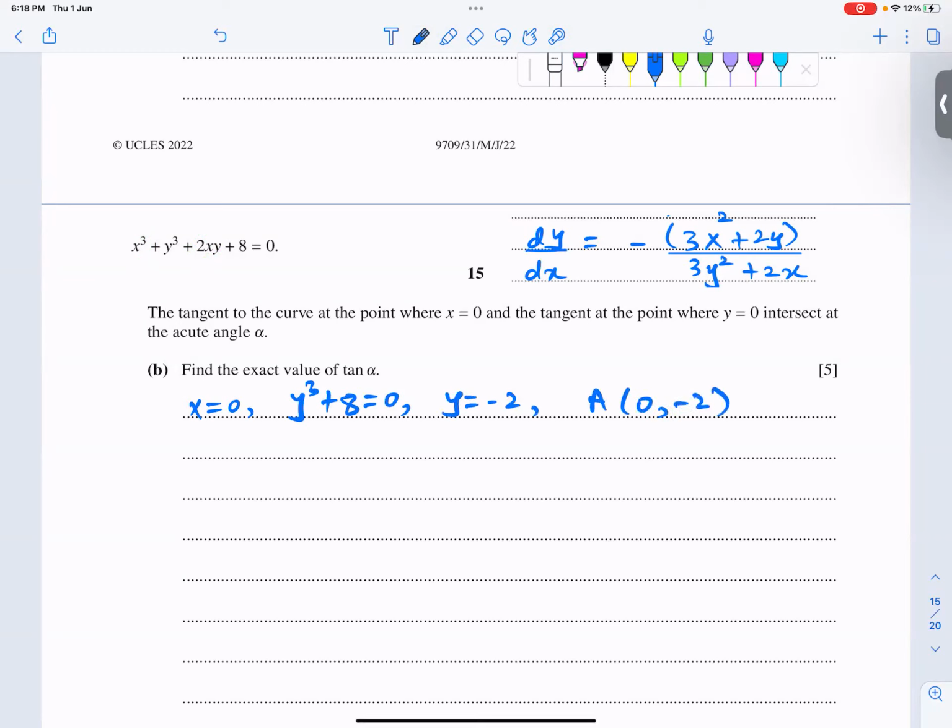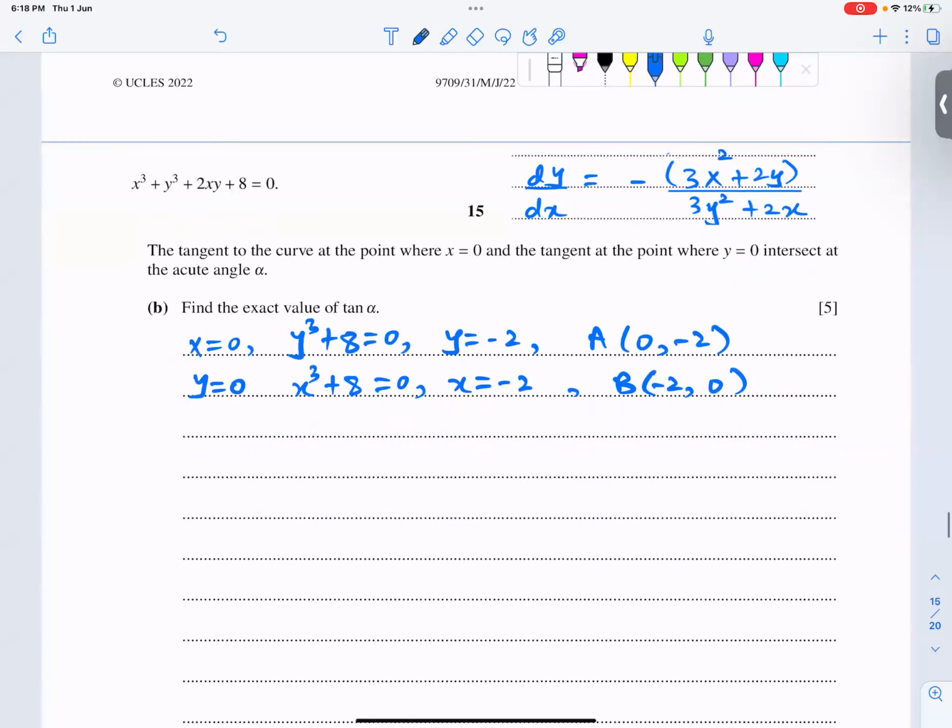Now for y = 0, put y = 0 in the equation. You will have x³ + 8 = 0. In the same way, you will have x = −2, and call this point B (−2, 0).